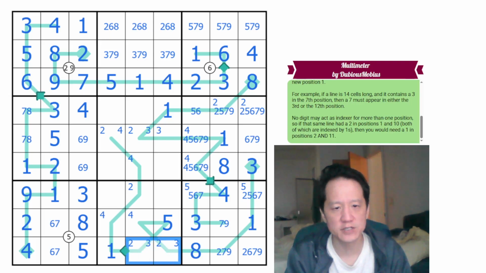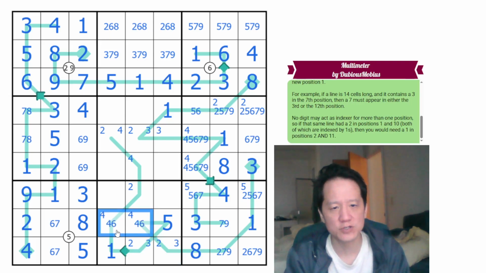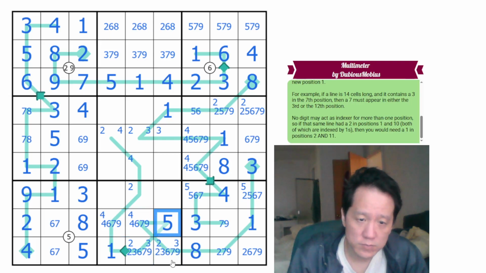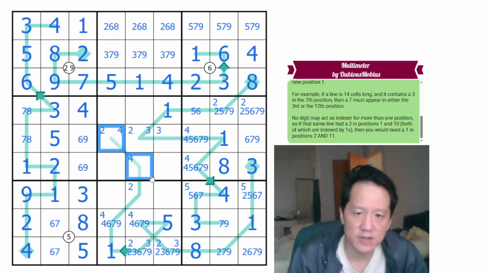The remaining digits in row 8 are 4, 6, 7, 9. The remaining digits in row 9 are 2, 3, 6, 7, or 9. So, 4 is either in the 4th slot or the 5th slot.